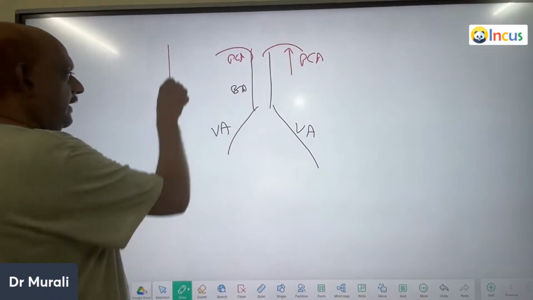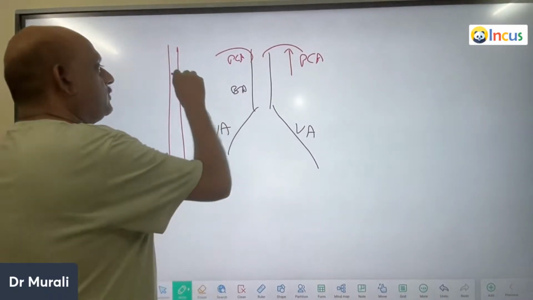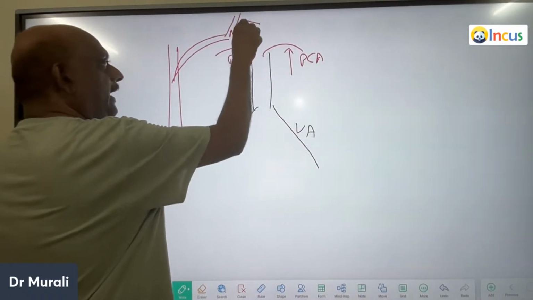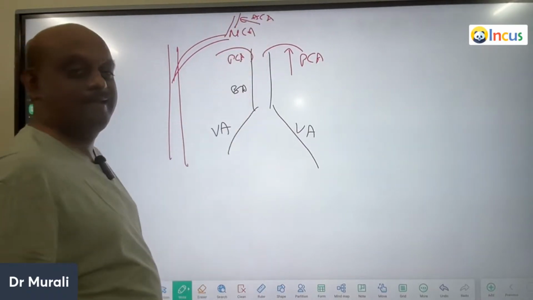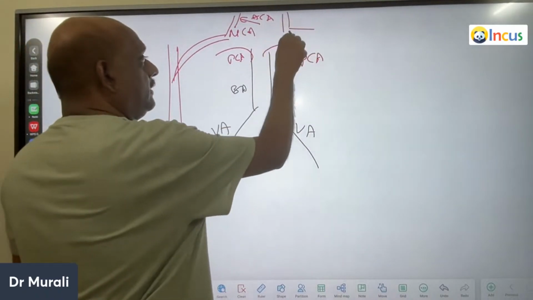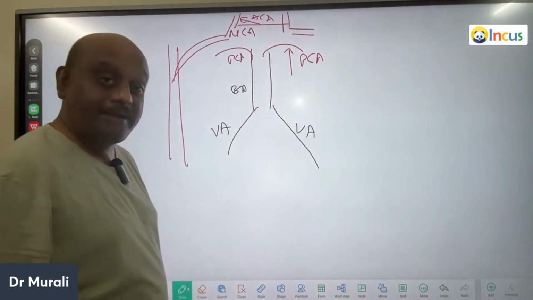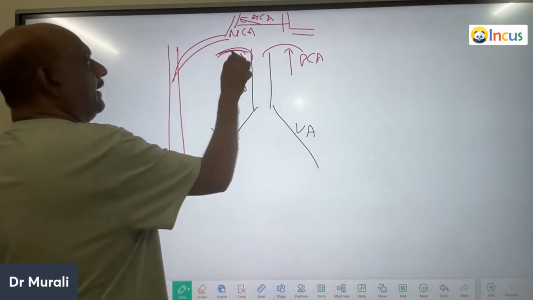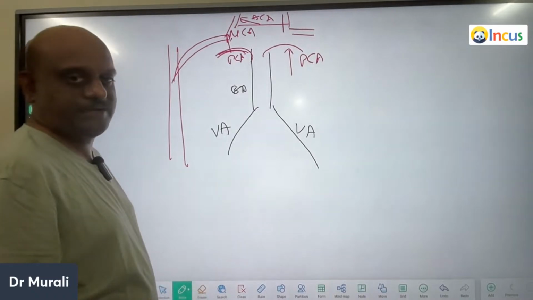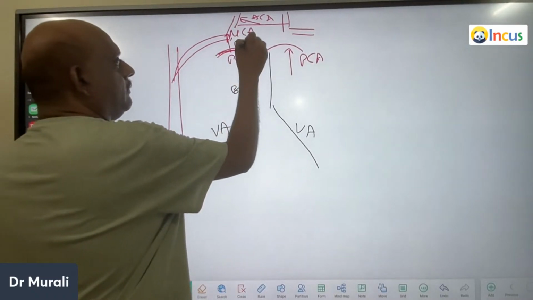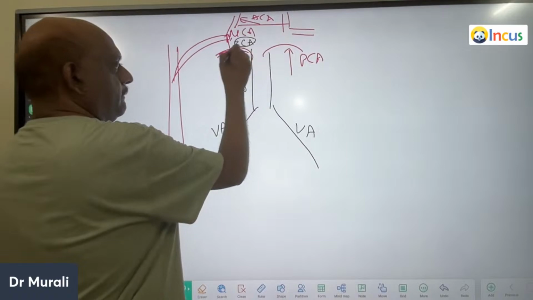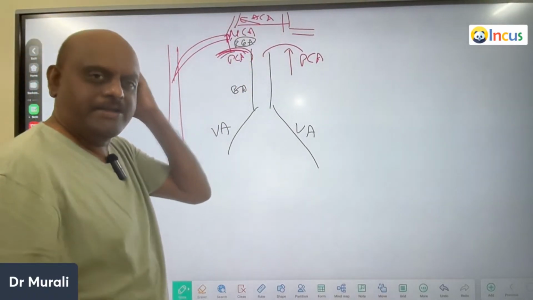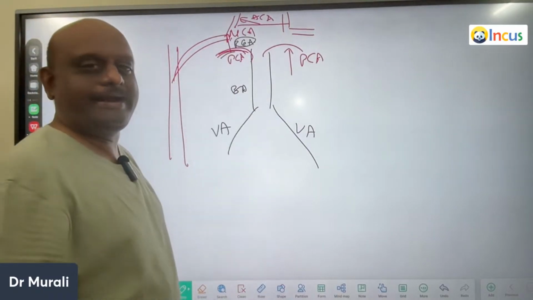And then here the internal carotid artery gives rise to the middle cerebral artery and also to the anterior cerebral artery. And the two anterior cerebral arteries are connected by the anterior communicating artery. Whereas the posterior cerebral artery is connected to the anterior circulation, the middle cerebral artery and anterior cerebral artery, through the posterior communicating artery.